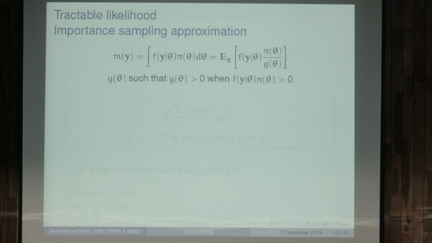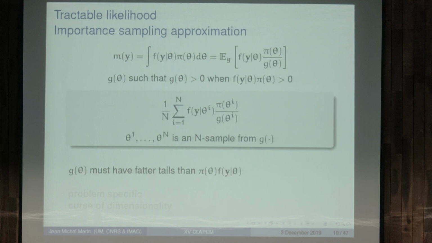Another standard strategy is to use importance sampling. So I have a proposal distribution G, and here I change the measure. I multiply by G and divide by G, and I change the measure with respect to the integral here. So I had an expectation with respect to the prior, and now I have an expectation with respect to this proposal distribution, and I have this ratio, which is called the importance weight here. And now I can simulate an IID sample from G and take the empirical average of the likelihood multiplied by this ratio, which is the importance weight.